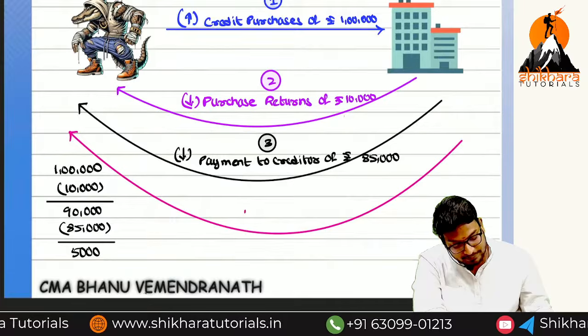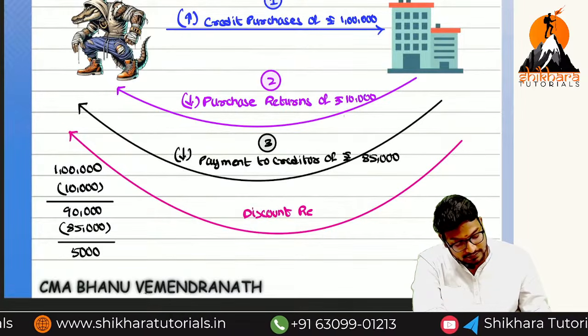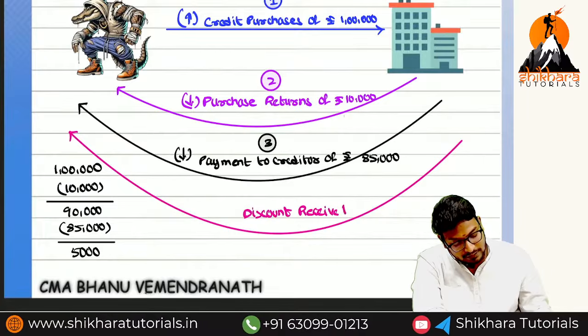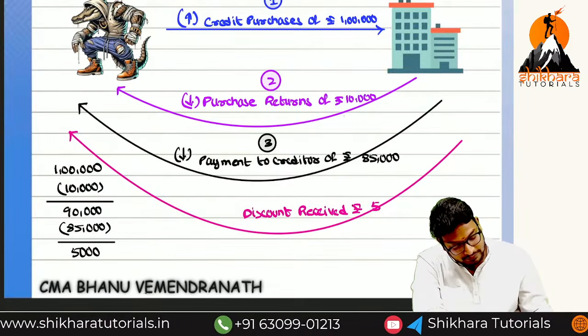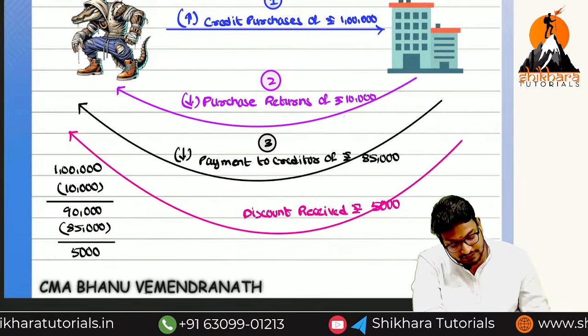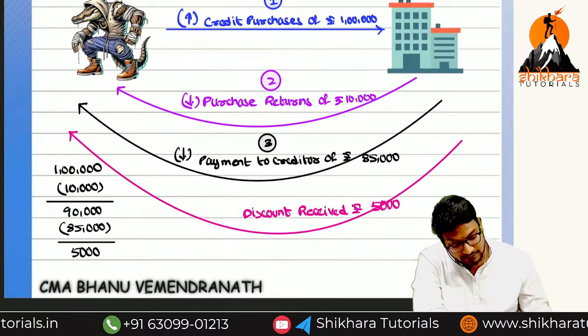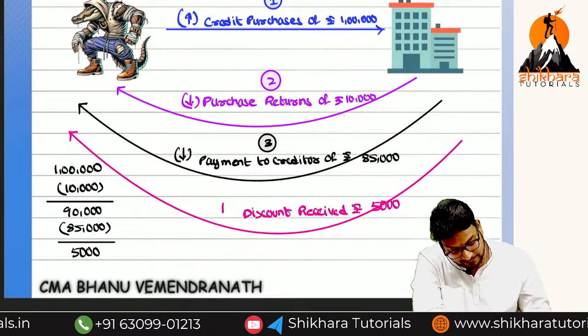So this is the concept called discount allowed or discount received. Discount received of rupees 5,000. Of rupees how much? 5,000. In this situation also, the creditor value will increase or decrease? Decreases.